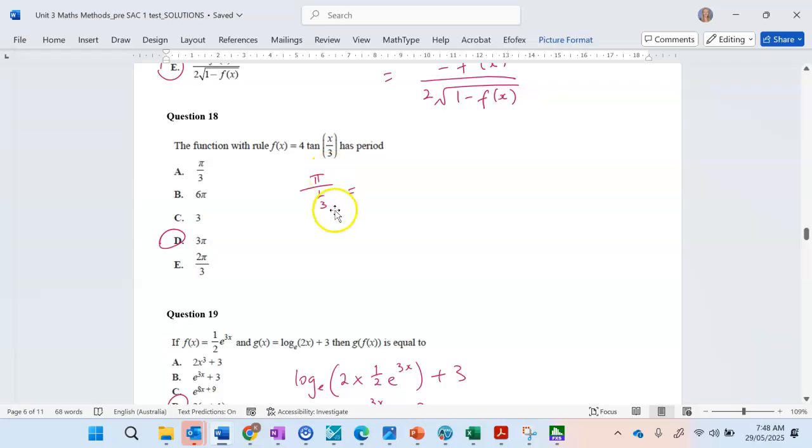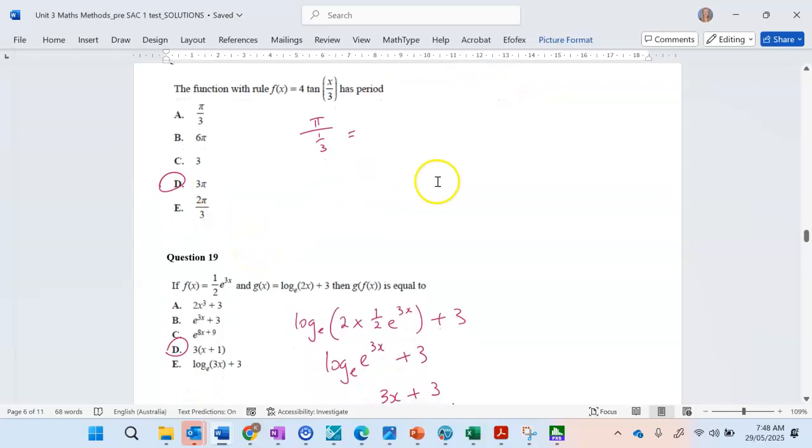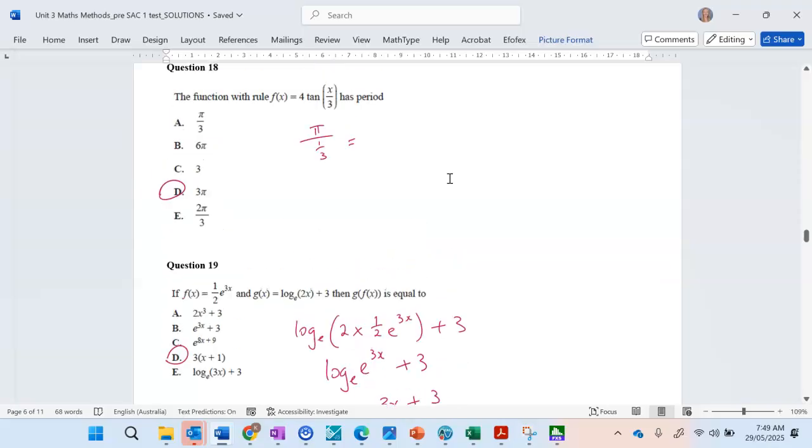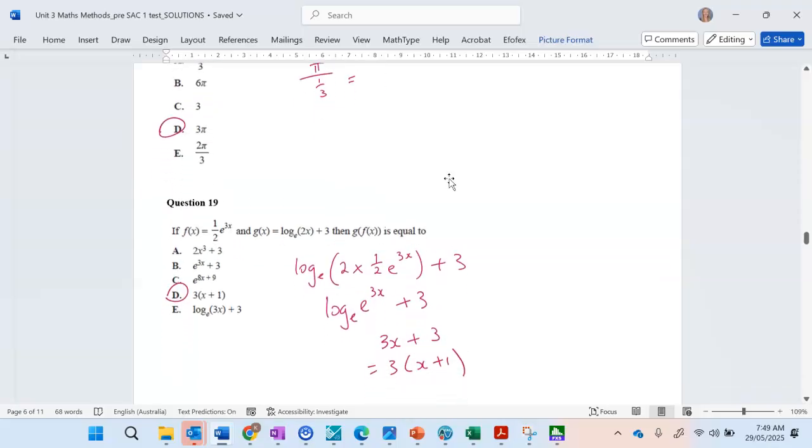So it's pi on whatever n is. In this case, n is 1/3, so it gives you 3 pi. That is like a 20-second question. If you saw a question like that on your exam, you should be done in 20 seconds.